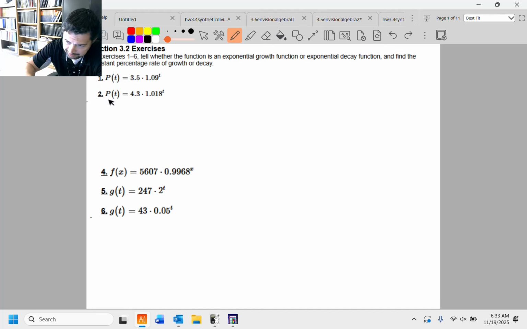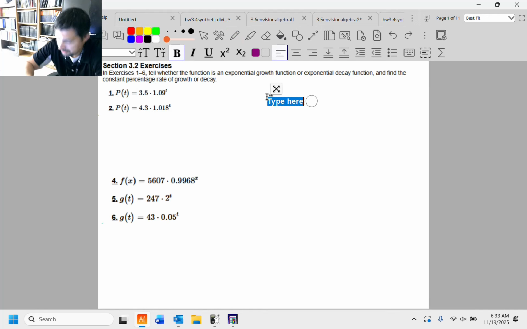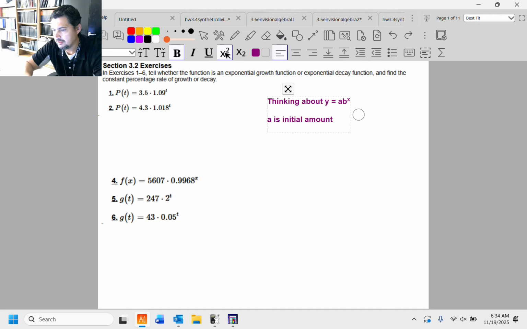All right, so here we have 3, 2. And what we're going to do is we're going to be thinking about y equals ab to the x, and we'll just play with this idea here. Now, of course, a is the initial amount. B is your growth or decay factor. And these questions ask like, find the constant percentage rate of growth or decay.